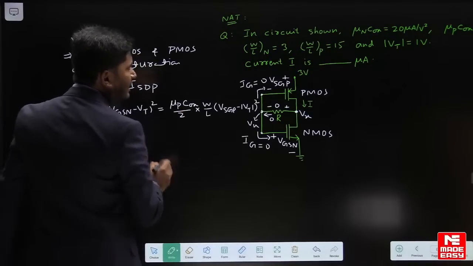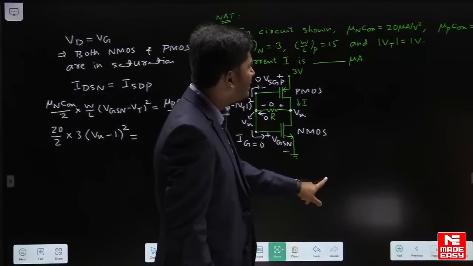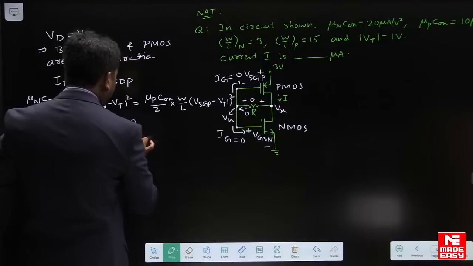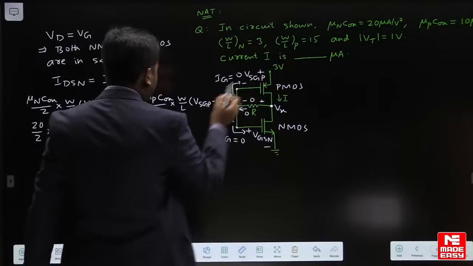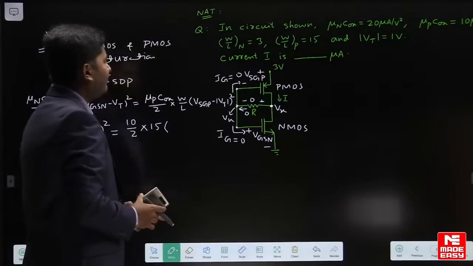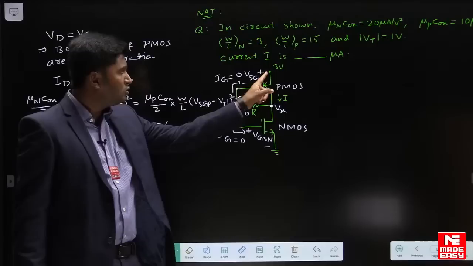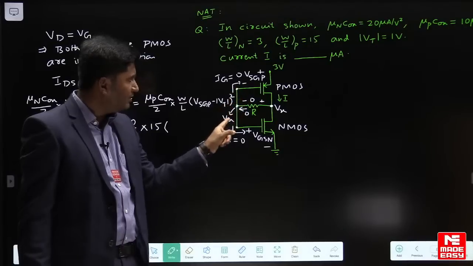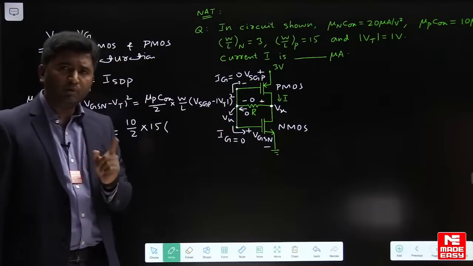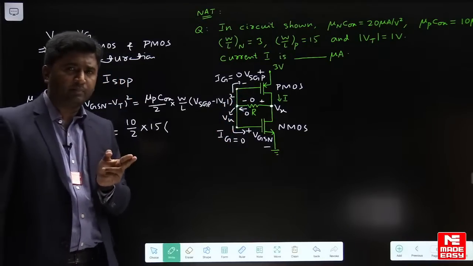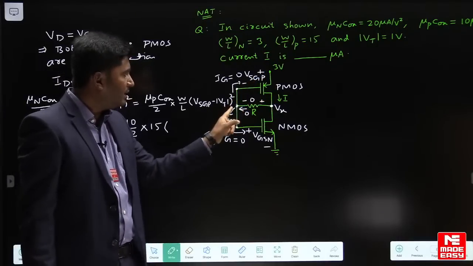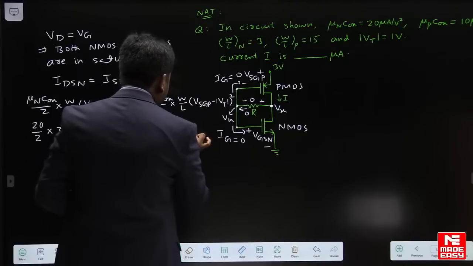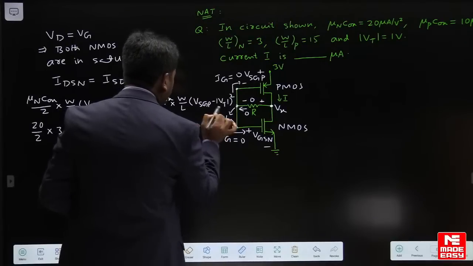is equal to mu p COX. This is given as 10. If you look at the question, this parameter is given as 10 micro. So it is 10 divided by 2 into W by L of PMOS, it is 15, into VSGP. VSG का मतलब होता है source to gate voltage. Source voltage is 3 volt here and gate voltage is Vx. तो जब आप VSG of the PMOS लिखेंगे it will be 3 minus Vx. Source voltage minus gate voltage, it is 3 minus Vx. So this becomes 3 minus Vx minus 1 whole square.